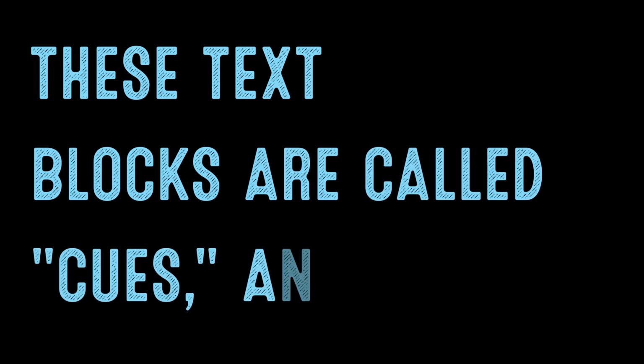What are these text blocks called? These text blocks are called cues, and they consist of an optional cue identifier, a timestamp written out in a particular format down to the milliseconds, rounded to 3 digits, and the caption text.